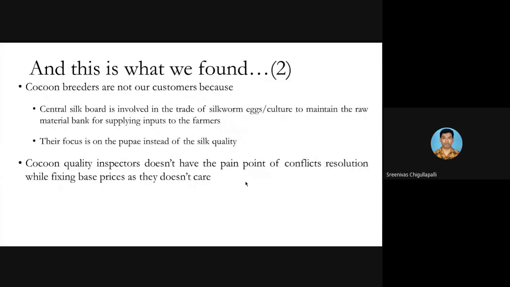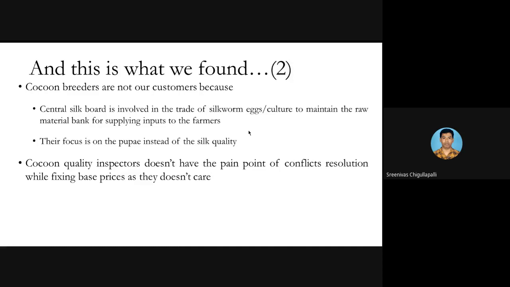Yeah, so apart from farmers, actually we mapped all the stakeholders in this sericulture ecosystem. Apart from sericulture farmers, we have cocoon breeders who actually breed these silkworms. They supply these silkworm eggs to the farmers. In fact, the Central Silk Board, which is the apex body in sericulture, is involved in the trade of silkworm eggs and culture to maintain the raw material bank. These raw material banks are available in all the districts, and they supply these inputs to the farmers.